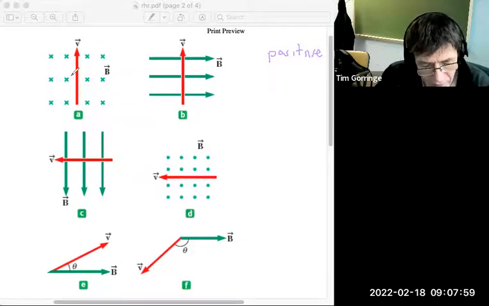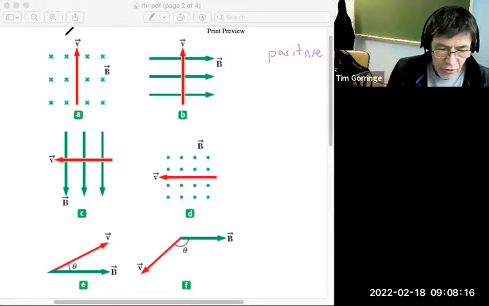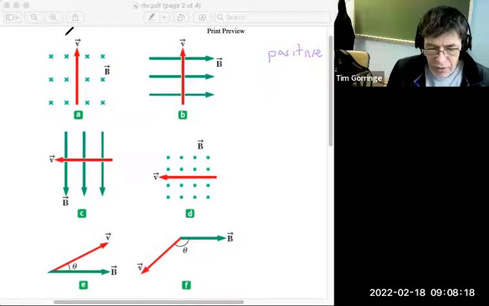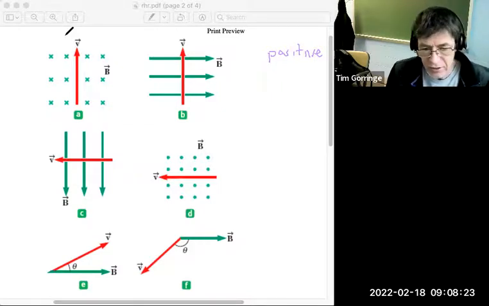In A, the velocity of the moving charged particle is indicated by the red arrow, it's up. The magnetic field is indicated in green with these crosses, that's into the screen. So I'm going to use the right-hand rule to take those two directions, the direction of the velocity vector and the direction of the magnetic field, to figure out the direction of the force on that moving charged particle.